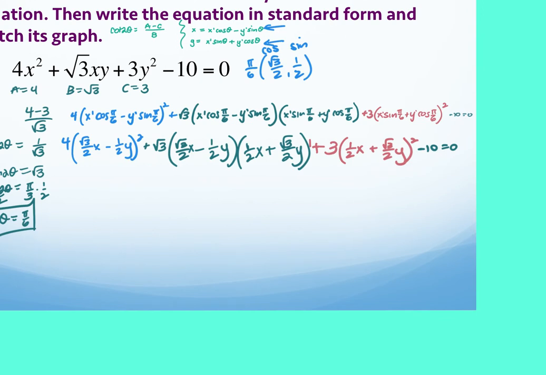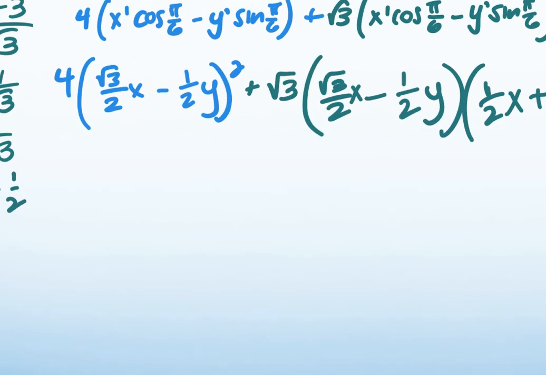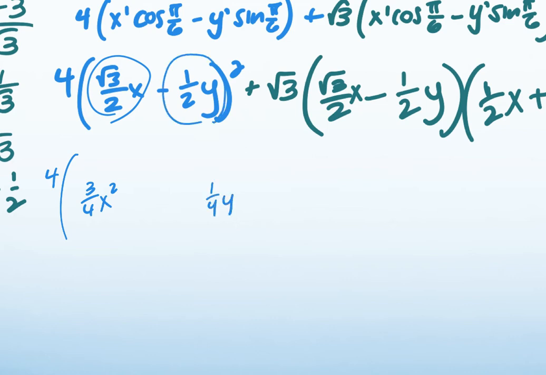I'm going to use the shortcut on the first parentheses because it's squared. So shortcut, first of all, the 4 stays on the front. Shortcut is square the first term. So the square of root 3 over 2 is 3 over 4 x squared. Square the last term. So that's 1/4 y squared. Double the product. So the product would be negative root 3 over 4 xy, and we multiply that by 2. So negative 2 root 3 over 4 xy. That last term is always positive because it's squared.